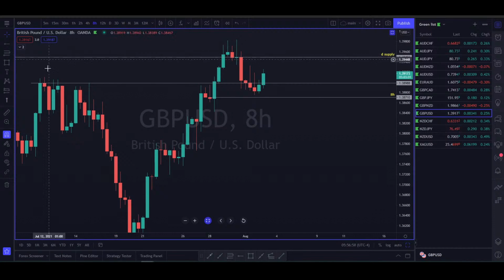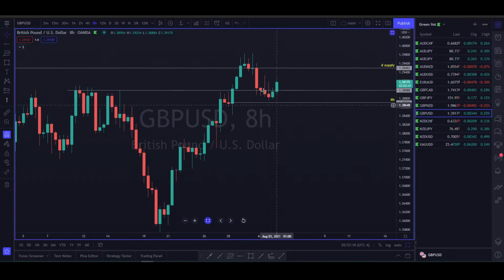So in my opinion, see this 8-hour resistance level over there. As long as this candle closes at 9 o'clock Eastern Standard Time above 1.38988, this level here, this looks good to me. I will be watching for pullbacks into this area for possible long opportunities. So each one of these assets, Euro USD, Pound USD, looks good.